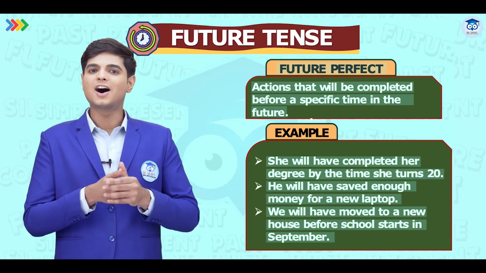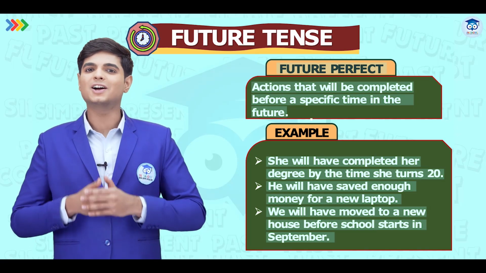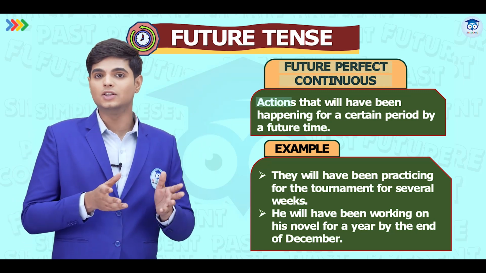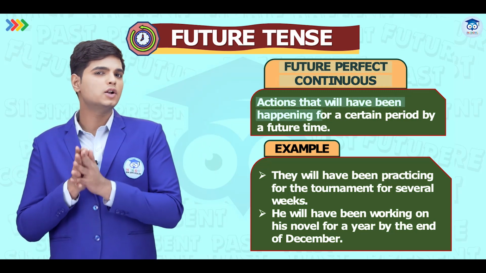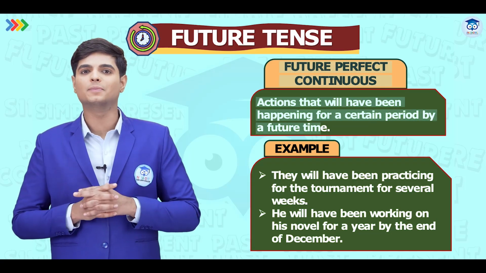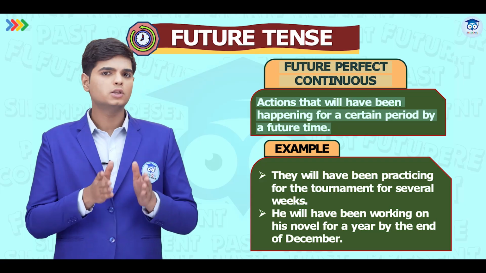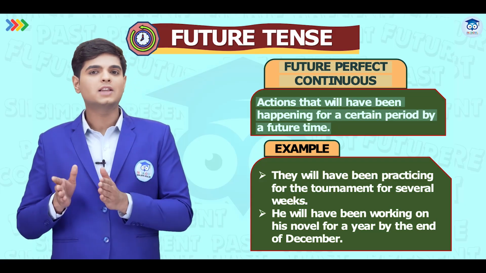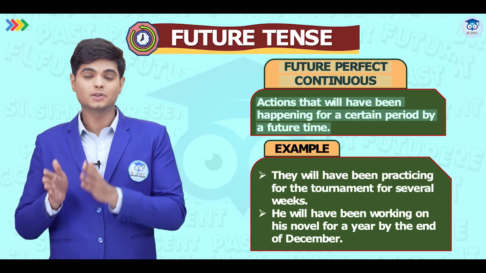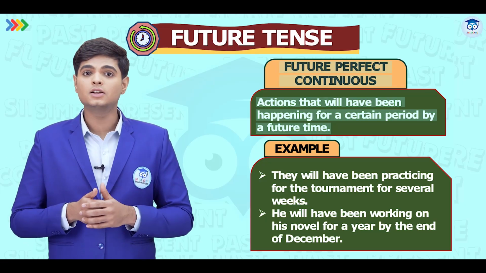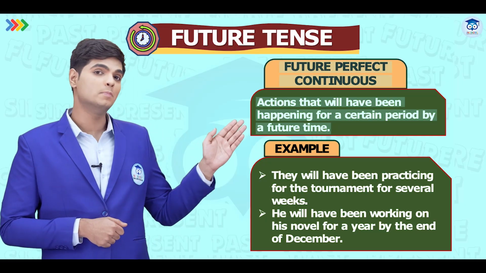Let's now look at the last type, future perfect continuous. The future perfect continuous tense describes actions that will have been happening for a certain period by a future time. The sentence structure is subject plus will or shall plus have been plus base verb, that is V1, plus ing plus object. Let's understand this better through examples.